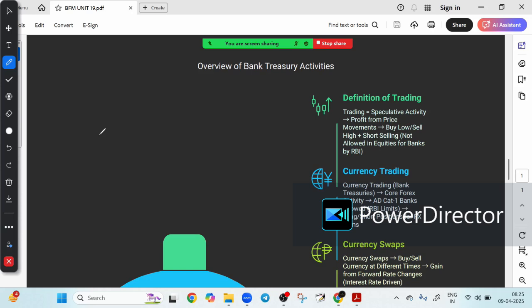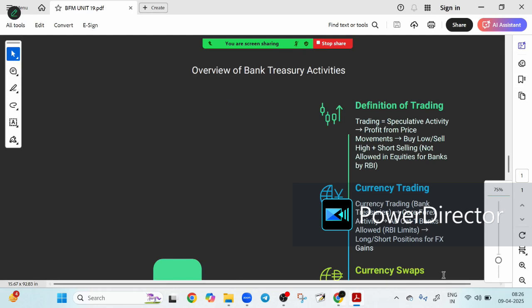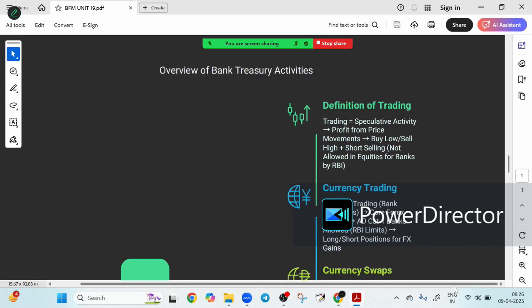Now friends, let's shift our focus to the overview of the bank treasury activity. Welcome to the heart of the bank's financial engine, the treasury. This is where precision meets opportunity. Let's decode the core activities that keep the treasury ticking. First, let's talk about the definition of treasury.